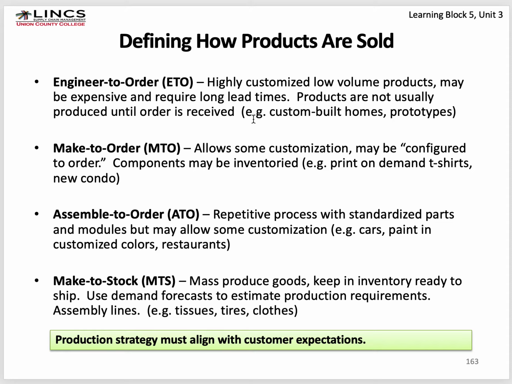Make to order allows some customization, but components may be inventoried. Like if you have t-shirts or condos. Condos have less customization than an entire office building complex or a nuclear submarine or aircraft carrier. Condos are like you have set options that you can look at.